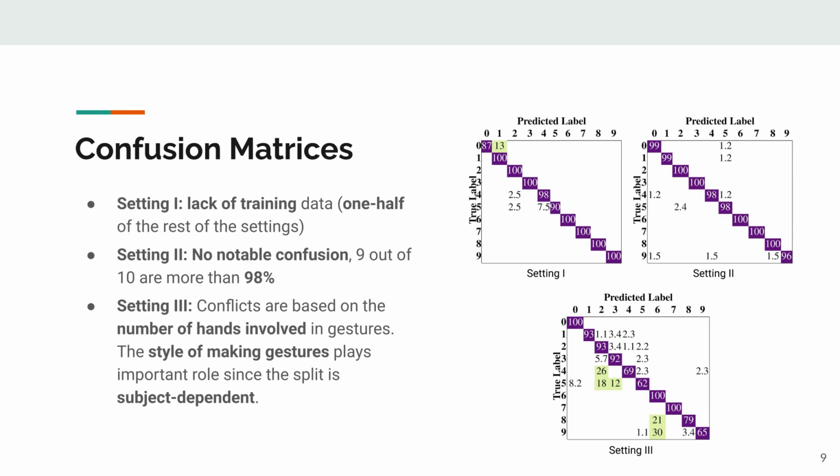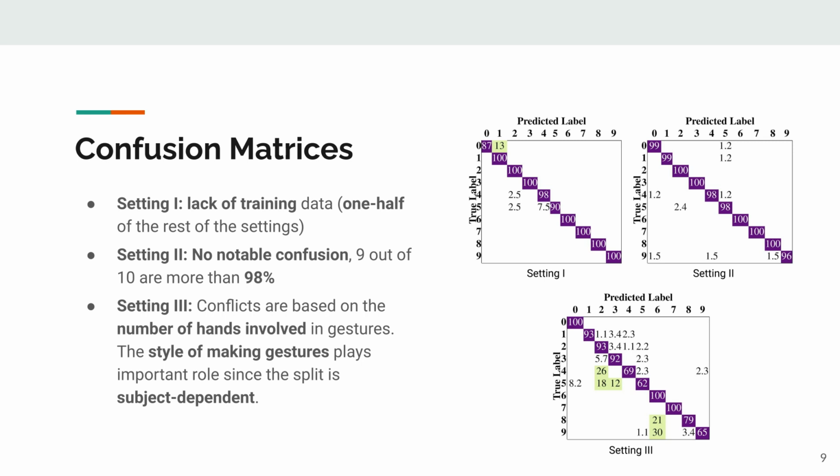In this slide, we have the 3 confusion matrices for the settings with 5 users. In setting 1, we have conflicts in the instances of the first 2 classes that could be again because of the lack of training data. The amount of training data in this setting was 1/2 of the rest of the settings. In setting 2, 9 out of 10 classes of gestures have more than 98% accuracy, and we see no notable confusion. In setting 3, we have a few conflicts.